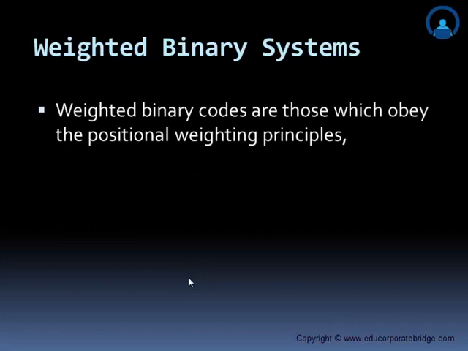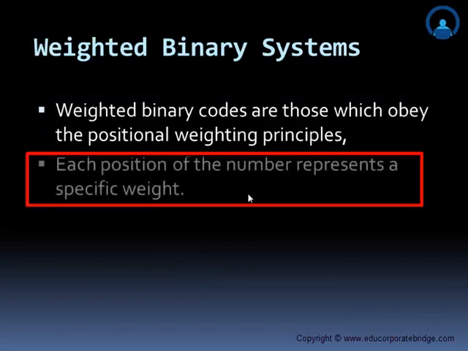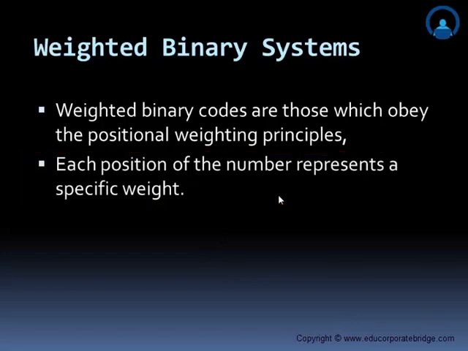The first type, weighted binary codes, are those which obey the positional weighting principle, and each position of the number represents a specific weight. That is, as we have seen previously, in binary systems we multiply by increasing powers of 2: 2 raised to 0 for LSB, 2 raised to 1, 2 raised to 2, and so on. Similarly, in the weighted binary system, each bit has its own weight. Therefore, it is named the weighted binary system.